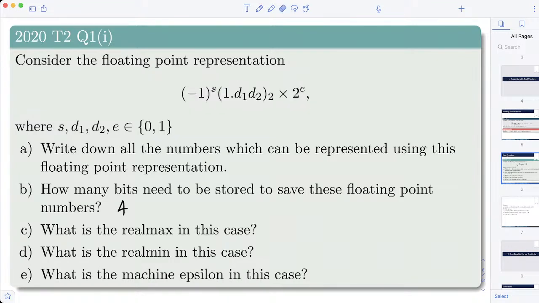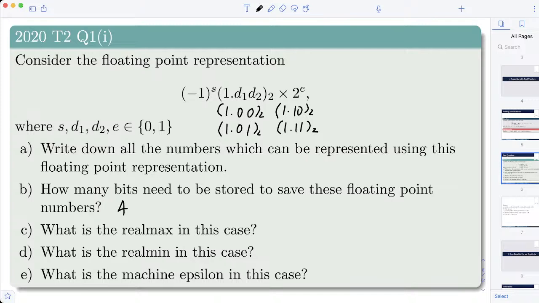All we have to do is look at what can possibly fall inside the bracket, right? So the choices for things inside the bracket over here are 1.00, 1.01, but then also 1.10 and 1.11. And just keep in mind that this is all in binary notation, right? And then of course we have this 2 over here. Because we can only choose from 0 and 1, this is just times by 1 or times by 2.